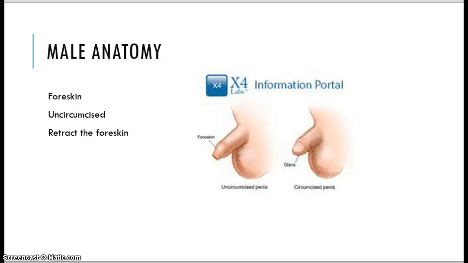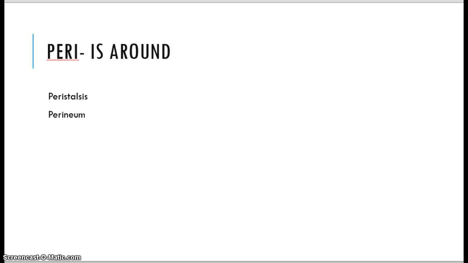With male anatomy, we have foreskin. We have males that are circumcised or uncircumcised, and with the male that's uncircumcised, you will see where the retraction of the foreskin will be something that we talk about in the hygiene unit as well as the elimination unit because it can affect male urine elimination.